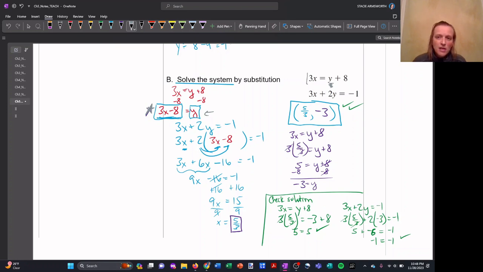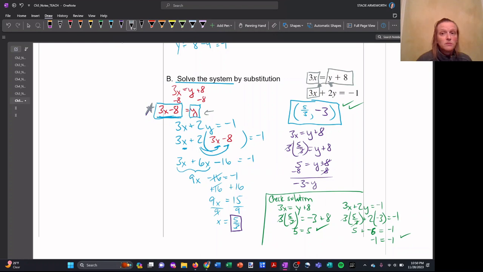Notice that the top equation has a 3x in it, and the bottom equation also has a 3x in it. So what I'm going to do is I'm going to write this second equation over here. And remember, I'm going to take this whole 3x term and replace it with that y plus 8. So I'm going to write y plus 8 plus 2y equals -1.